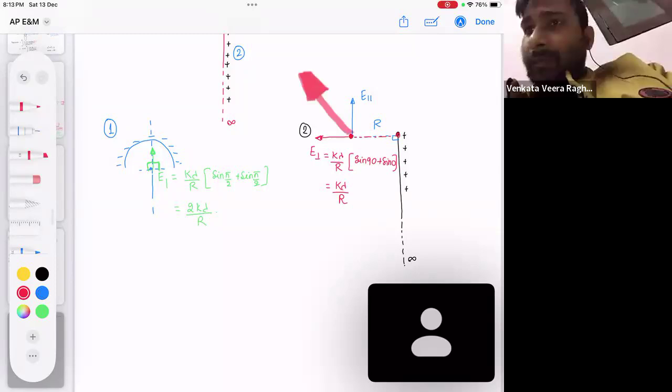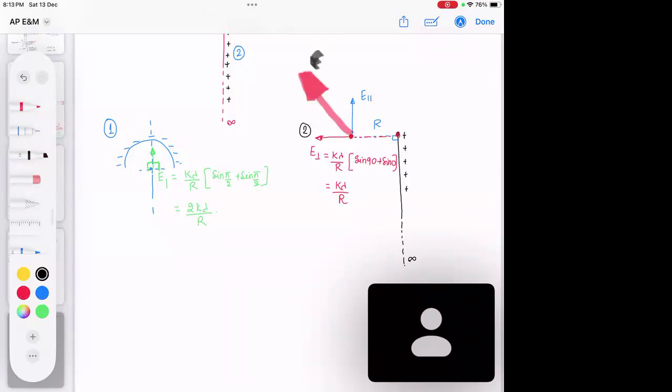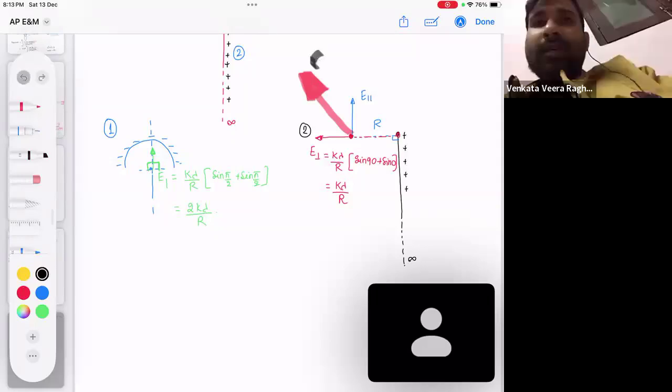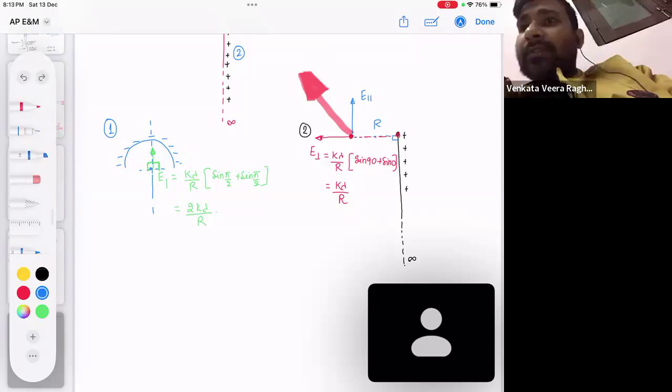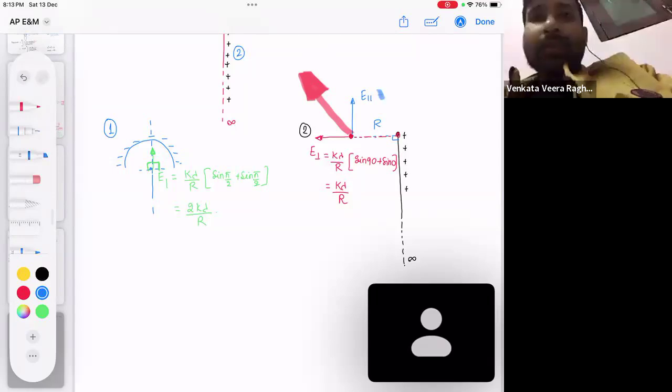Look at that. This is the direction of what? The net field due to the semi-infinite wire. So that's why the perpendicular component will be in that direction. So how much will it come? That parallel component, how much will it come?